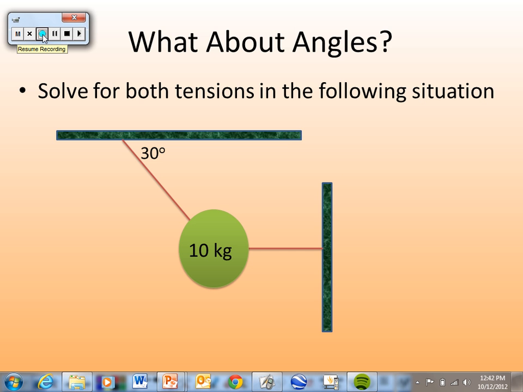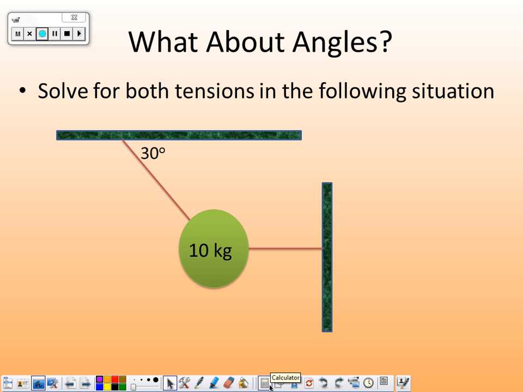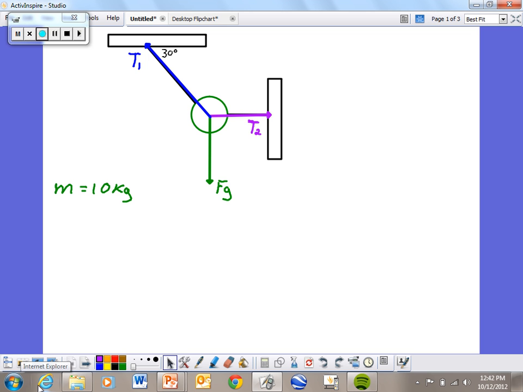Alright, in this problem we're going to do one about angles, an example from the notes. So here's our situation. We have a mass hanging by two ropes, and we're going to solve for both of the tensions in those ropes. To give ourselves a little bit more room, I went to a different slide.